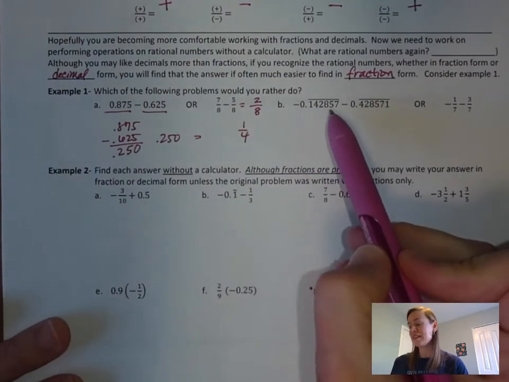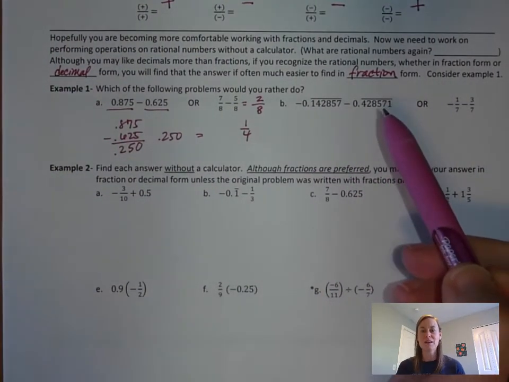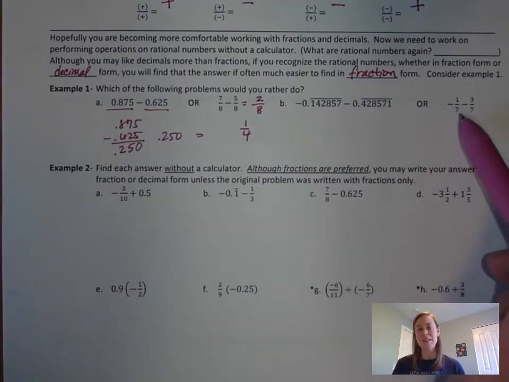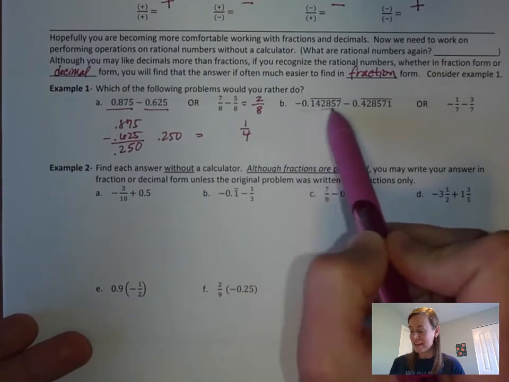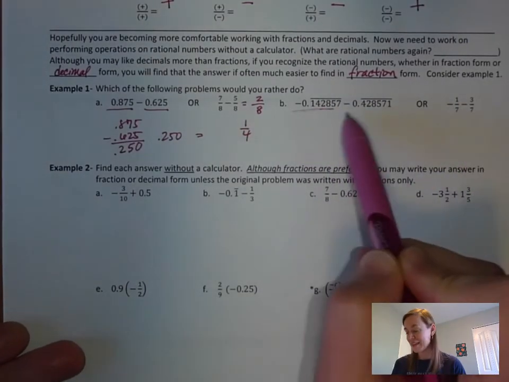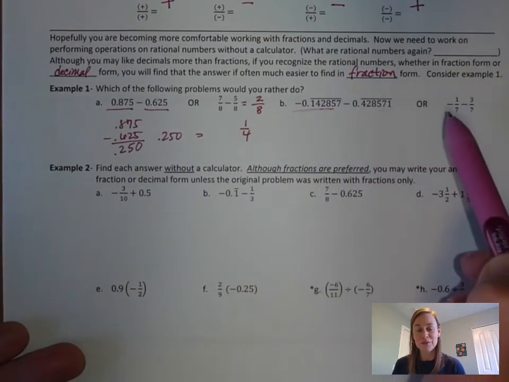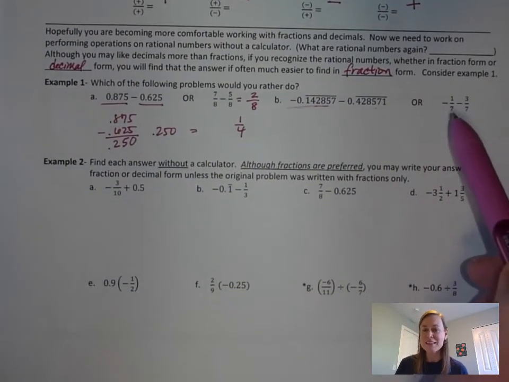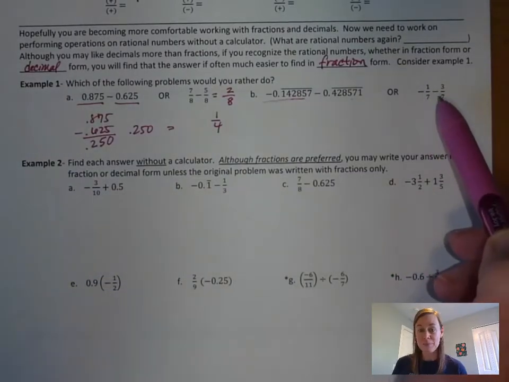Now you have this crazy long decimal minus this crazy long decimal, and they're repeating decimals to boot. Or would you like to do negative 1/7 minus 3/7? Like this first problem, this is the same thing as negative 1/7, and this is the same thing as 3/7. So these two problems are equivalent. They're just written differently, and this is so much easier to do. So let's see. We have same signs, so we're going to add and keep the sign.